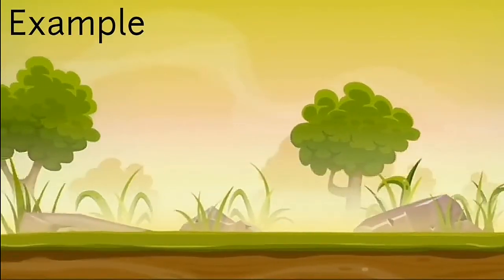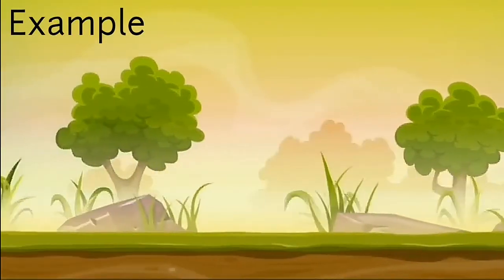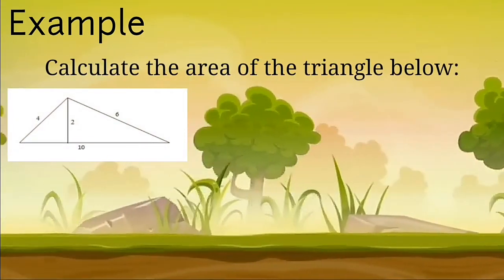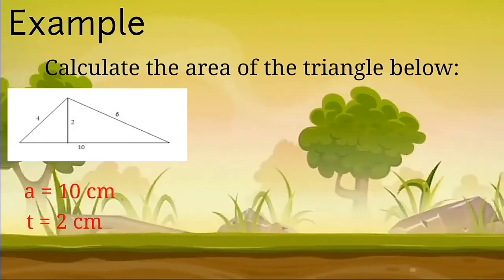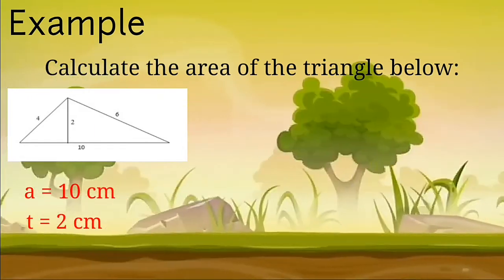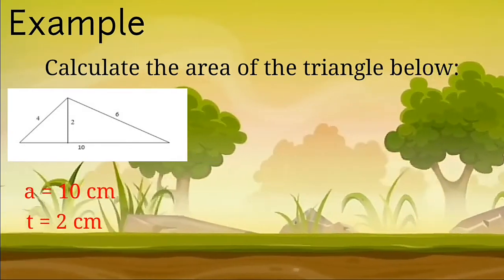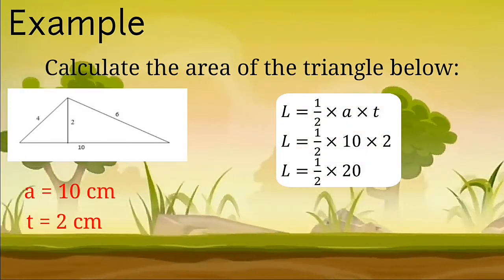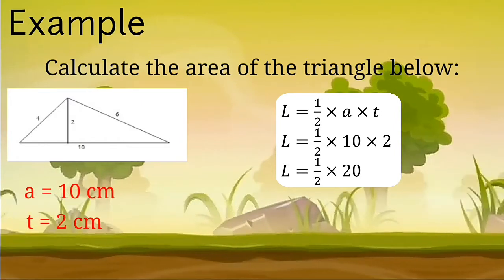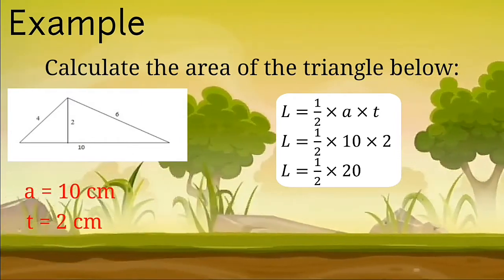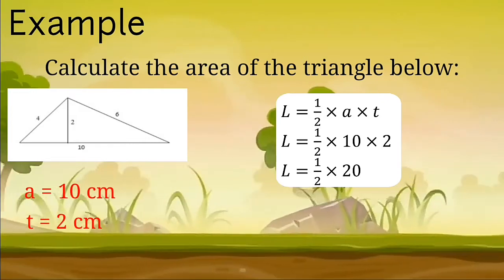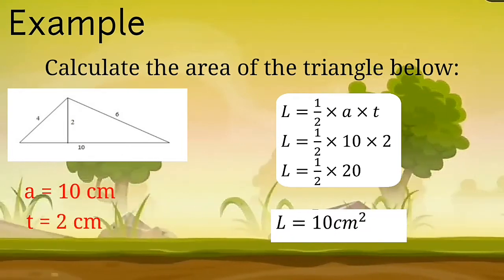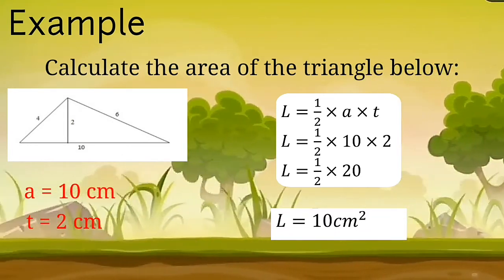Now we enter the example of a triangle problem. Calculate the area of the triangle below. It is known that A equals 10 cm and T equals 2 cm. Solution: substitute it into the triangle formula. L equals half times 10 cm times 2 cm. Then the area of the triangle is L equals 10 cm squared.